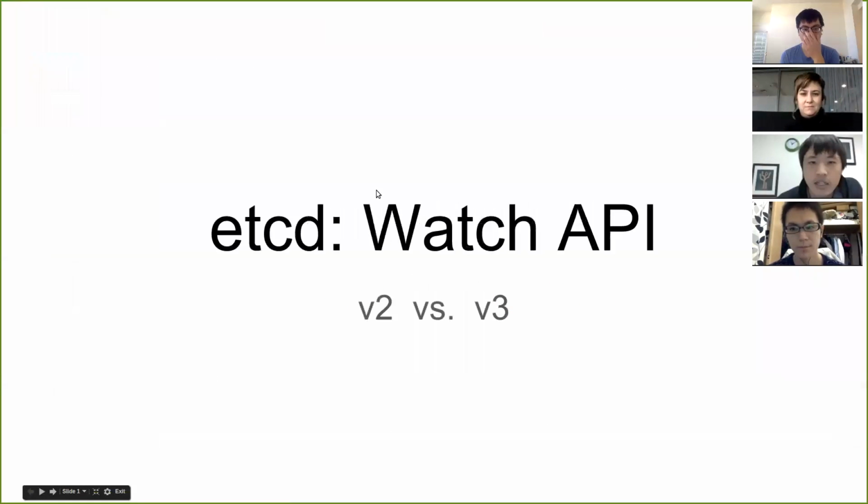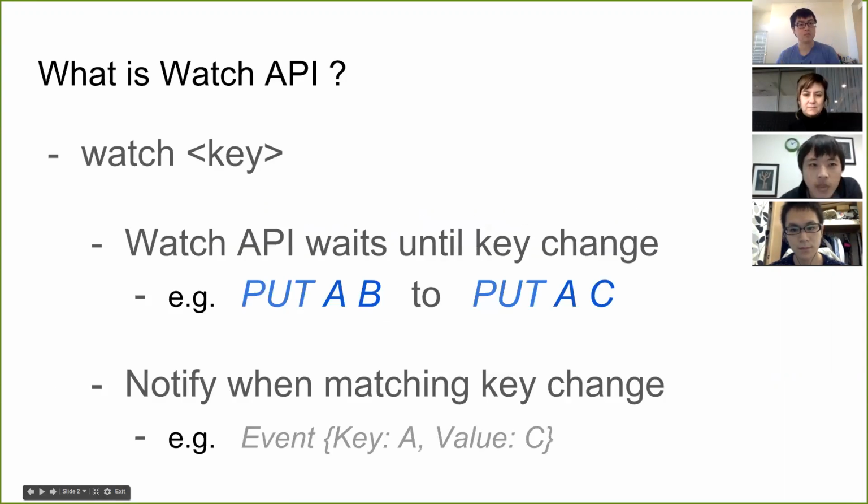Yeah. Okay, I will talk about the etcd Watch API, focusing on the v3 API we've been working on. So what is the Watch API? You use the Watch API when you want to watch a key for its change. So when you launch a watch command, like watch on a key, the watch API is going to wait until the key changes. Let's say you put the key A and the value B, and after that you put A and C, and then the watch API is going to notify you when there's a change in the key. So when the key A becomes C in its value, the watch API is going to notify you with the event key A and value C.